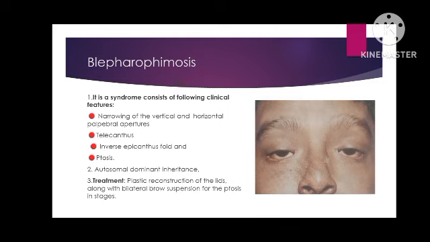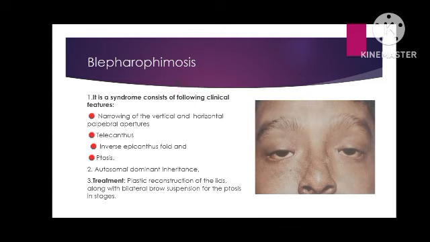Next one is blepharophimosis. It is a syndrome consisting of the following clinical features: narrowing of the vertical and horizontal palpebral apertures, telecanthus, inverse epicanthus fold, and ptosis. The second is autosomal dominant inheritance. Treatment is plastic reconstruction of the lid along with bilateral brow suspension for the ptosis at this stage.